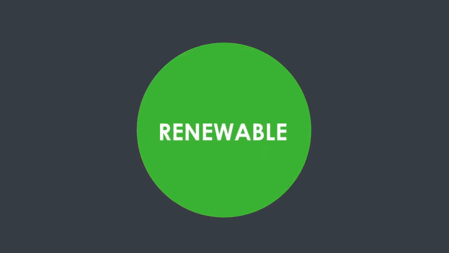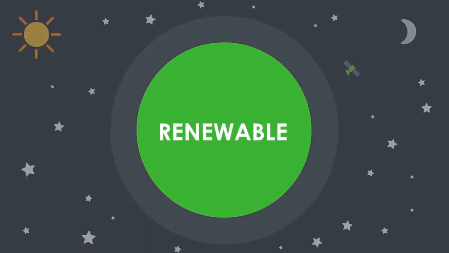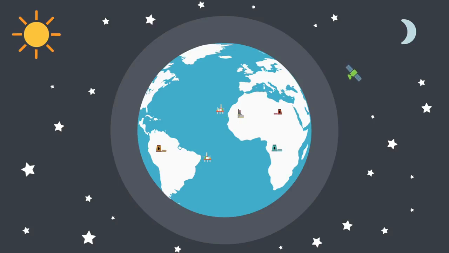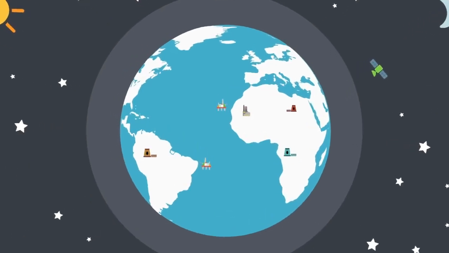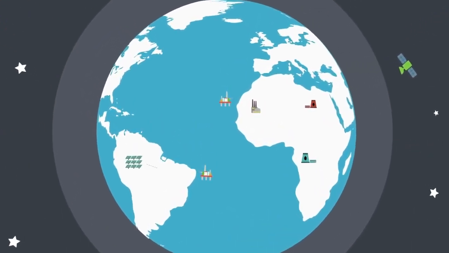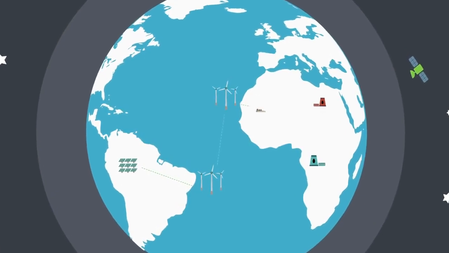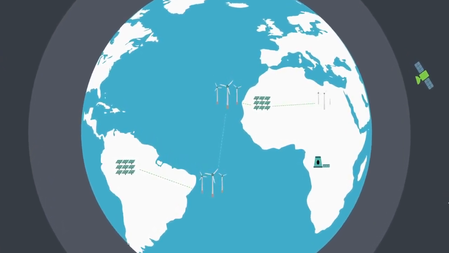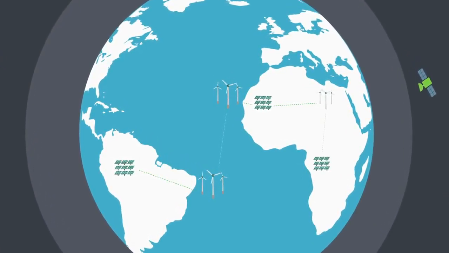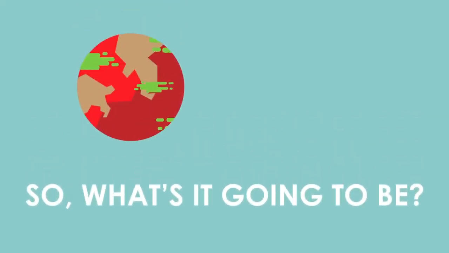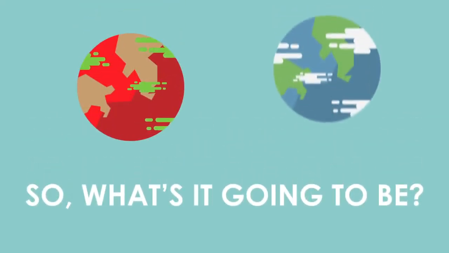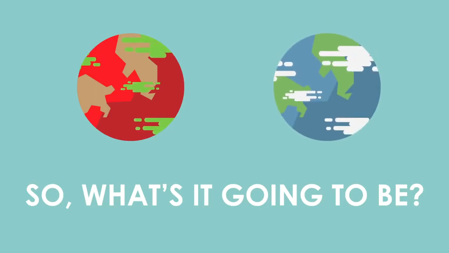Presently, we have the technology to be 100% renewable reliant. The truth is, our infrastructure is built around our fossil fuel dependency. If we could convert our infrastructure to what's known as a supergrid, we would be able to rely on clean, renewable energy. So, what's it going to be? Will our children live in a world full of pollution, or should they continue the path of evolution?